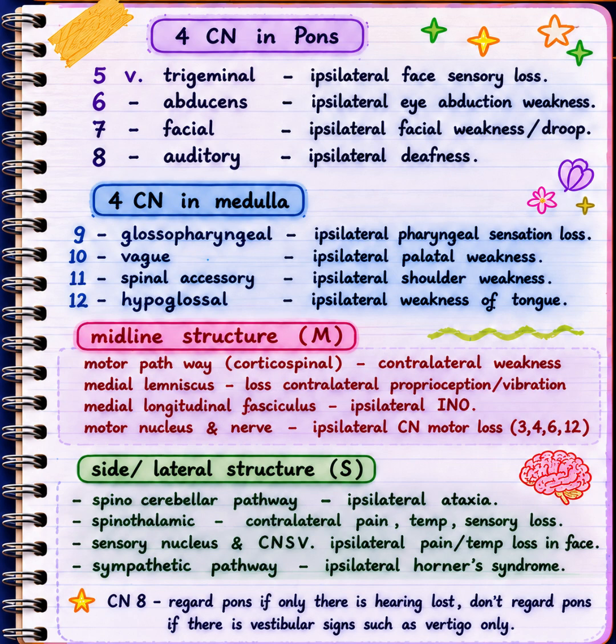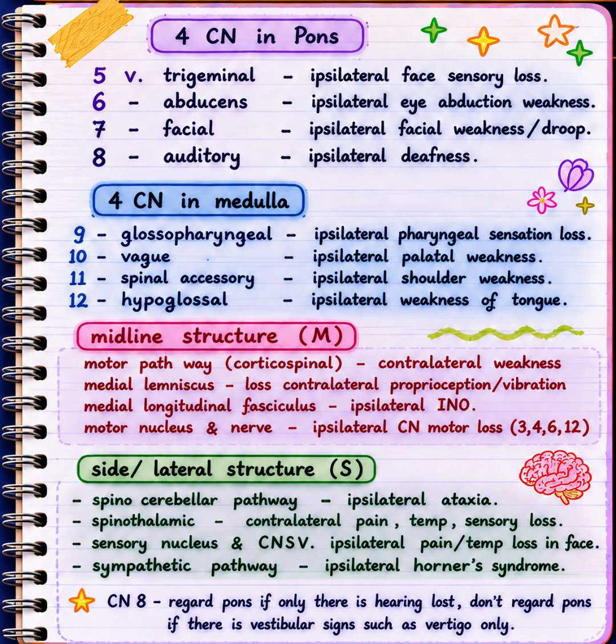Okay. Another thing is sympathetic pathway involvement. If there is a sympathetic pathway involvement, there will be ipsilateral Horner syndrome. When there is an ipsilateral Horner syndrome, then we will know it is the sympathetic pathway, so we will assume there is a side structure that is the problem.